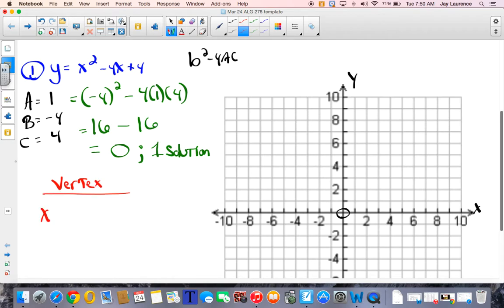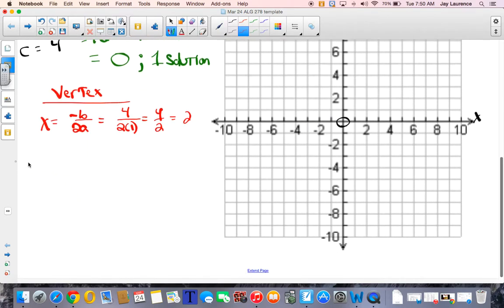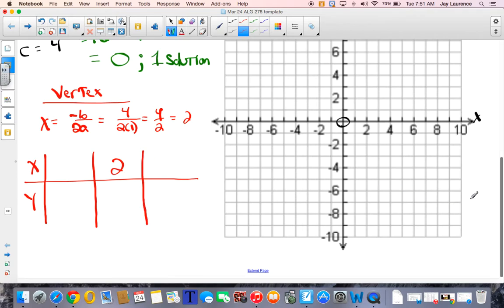I'm going to go right to the vertex. And I'm going to use x equals the negative of b over 2a to get the x-coordinate of the vertex. So if b is -4, the negative of -4 is +4. And then 2a. And so this is 4 over 2, or 2. The x-coordinate of my vertex is 2. So I'm going to make a little table here. I'm going to organize my work. And in the middle here, I'm going to put a 2. And you'll see what I'm going to do on the other two sides.